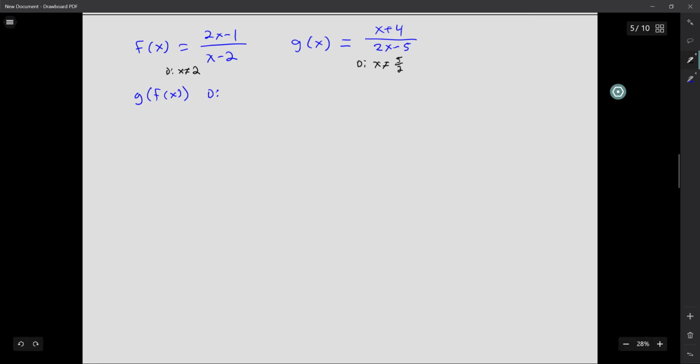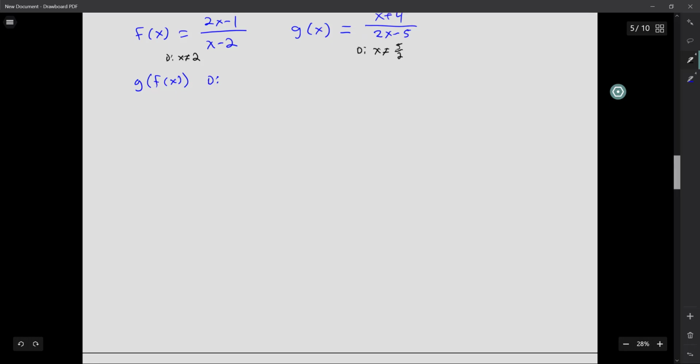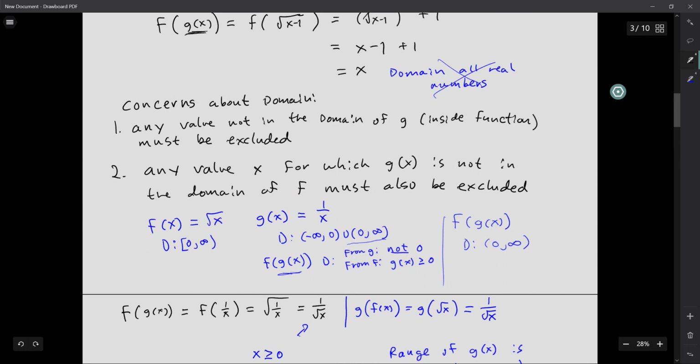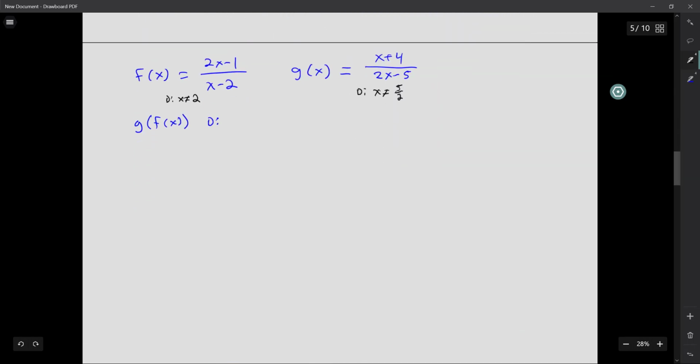So from my list up here, we need to cut out the values that are domain problems for the inside function, and then we have to cut out values for which the result of the inside function is not in the domain of the outside function. So let's write out what that means.